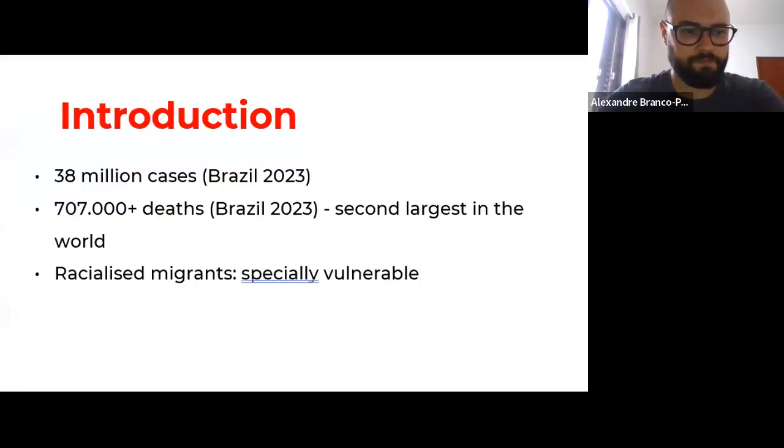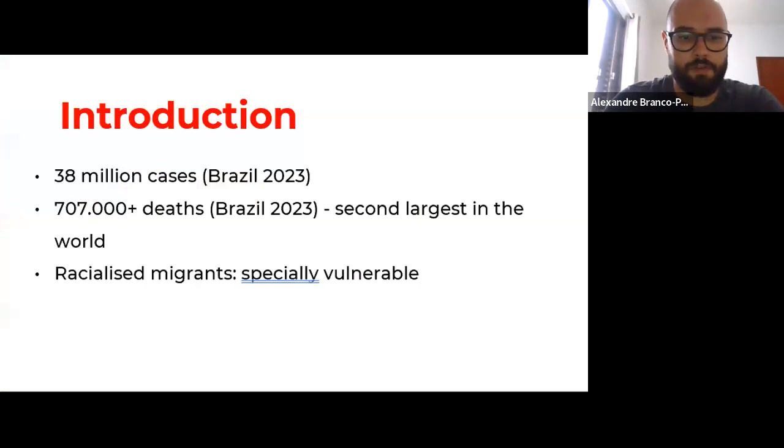Next slide, please. So Brazil had more than 38 million confirmed cases of COVID-19 and the second largest number of deaths in the world, 707,000 plus deaths so far. Also, Brazil is the country that received the largest number of enslaved Africans in the Americas, and it has experienced projects of assimilation and extermination of its Black and Indigenous populations throughout history.